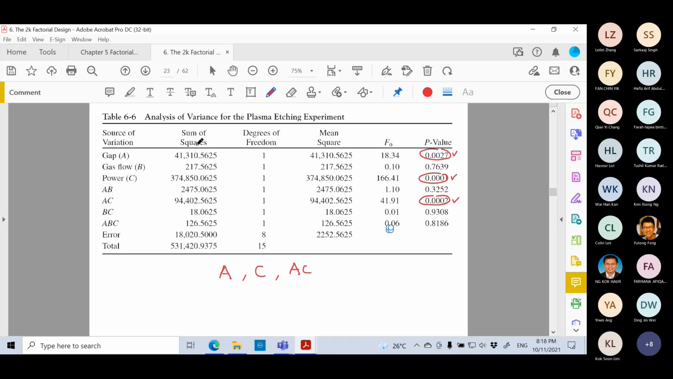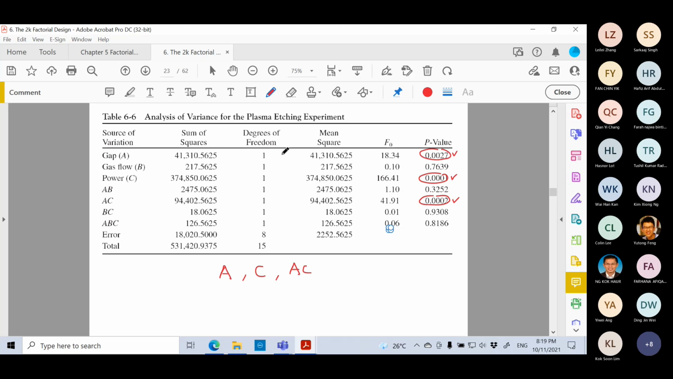So from the 2^k factorial design, we can identify which factors are important. From here, factor A is very important. Then if we want to study the different levels of factor A, we will put in more levels instead of only two levels. Then we can identify which level gives you the largest yield, or which level gives you the lowest yield, and then study it in detail.